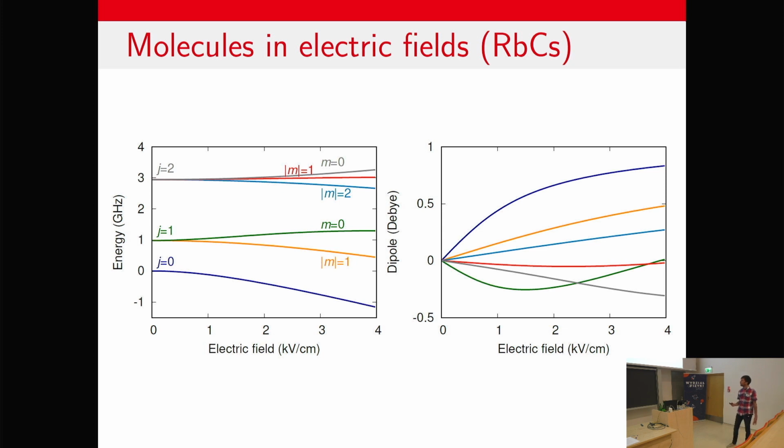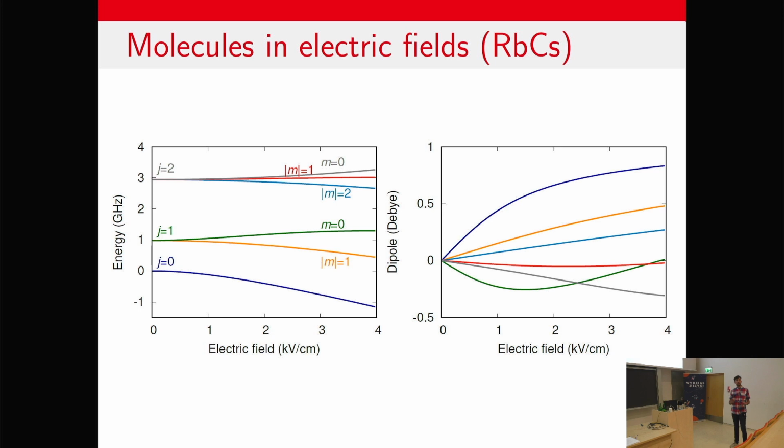And so the point is that this will change the energy levels of the rotational state. On the left, I'm showing the lowest few rotational energy levels, and on the right-hand side, the dipole moment, both as a function of the field. So it's basically the derivative of this one.